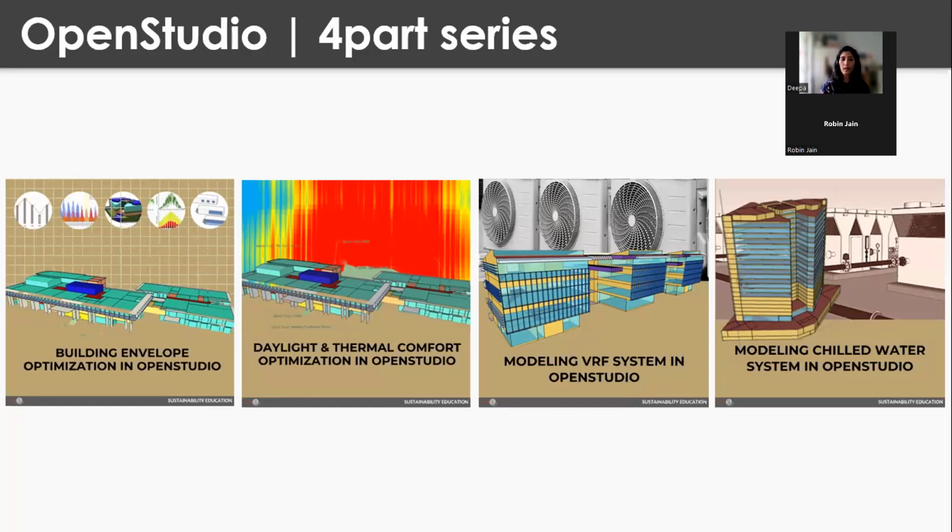So the first part in our 4-part series is called Building Envelope Optimization in OpenStudio. In this course, we look at window wall optimization. So you run scenarios for different window wall ratio options, different glazing options, different wall insulation options, even orientation, building massing, shading, and pretty much all of this. So that's your first course. We talk about the process of running an optimization in this course.